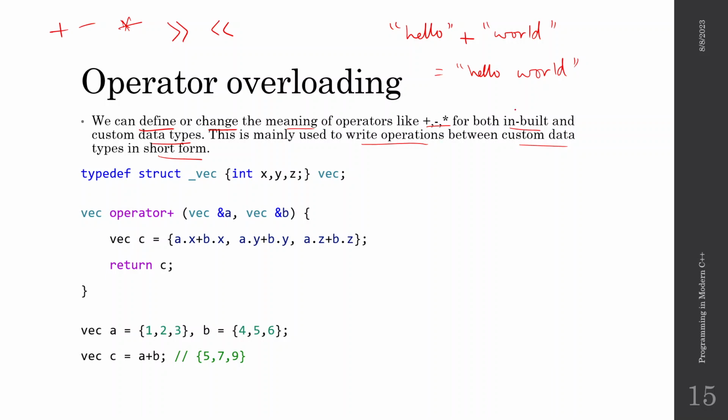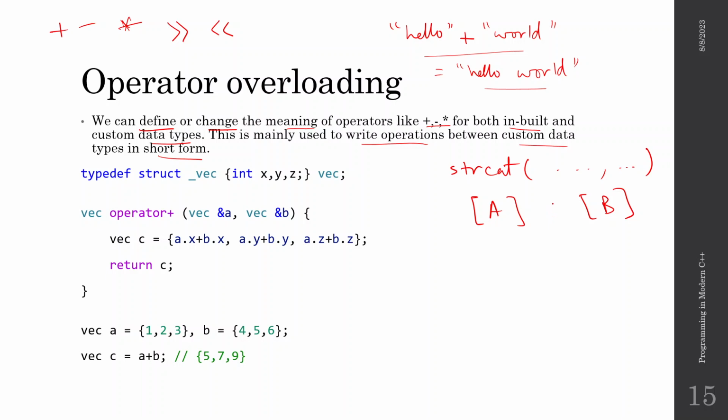Then the advantage is that we can write things in short form. So then we can simply write this to concatenate them. Otherwise, if this was not allowed, then we might have to use strcat to concatenate both the strings, which takes a lot more characters and is not very readable also. Another very good example is matrix mathematics or matrix algebra or linear algebra, where you might have a matrix A and a matrix B.